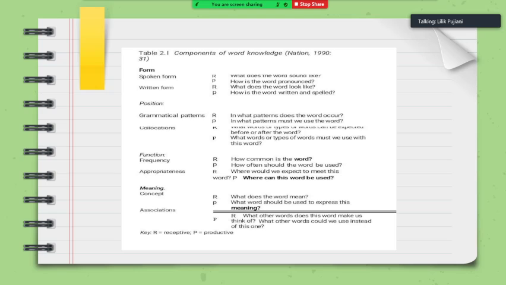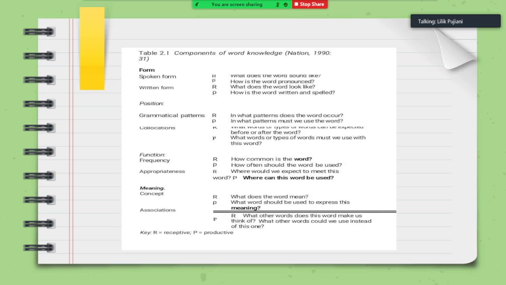The spoken form includes what does the word sound like and how is the word pronounced, and the written form, what does the word look like and how is the word written and spelled. Grammatical patterns include in what pattern does the word appear and in what pattern must we use the word. And collocations, what words or types of words can be expected before or after the word. And the next, what words or types of words must we use with this word.